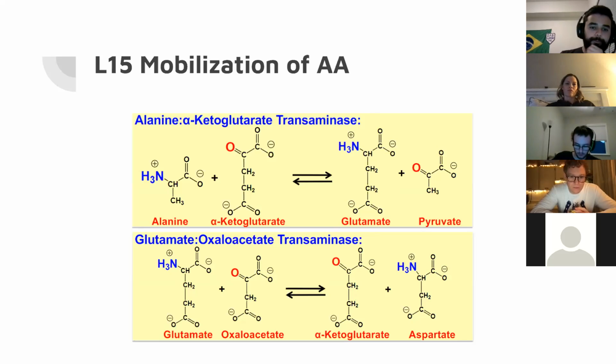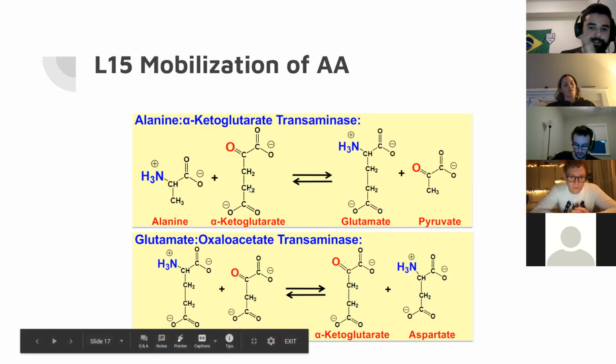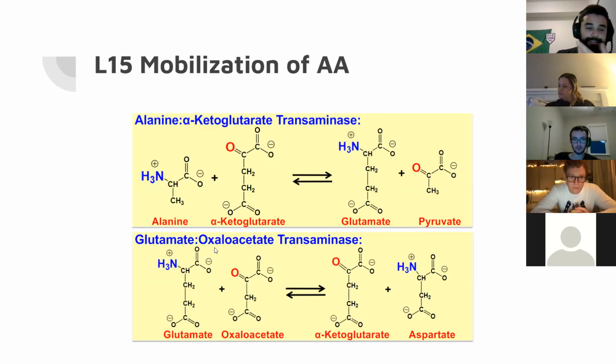So just going back, we just talked about the alpha ketoglutarate transaminase. The oxaloacetate transaminase is that same concept, right? We're converting glutamate to alpha ketoglutarate and oxaloacetate into aspartate. It's that same concept as well. So these two reactions are pretty important to know, right?